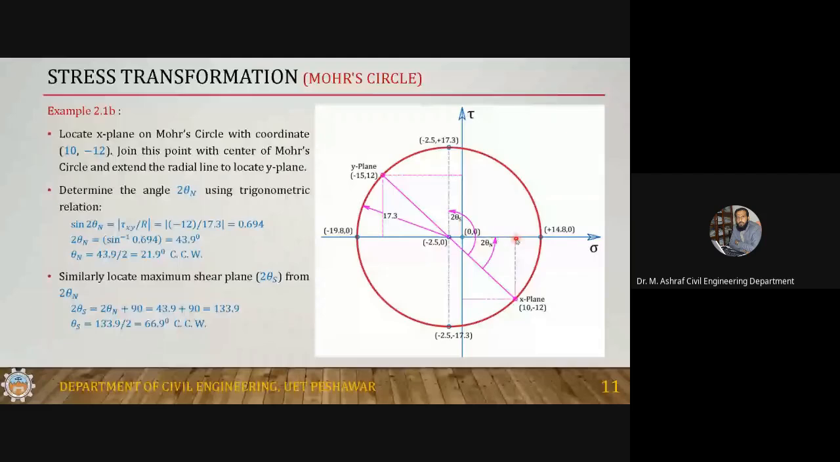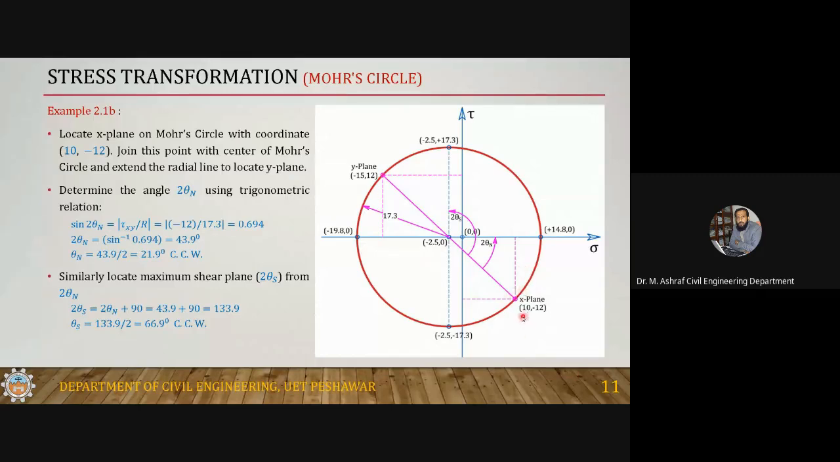Move minus 12 downward and draw a horizontal line so it will intersect with this point. Both of them, if you draw both the lines, will intersect at the circle. If they are not intersecting, then there will be something wrong with your calculation or with your drawing of the line.